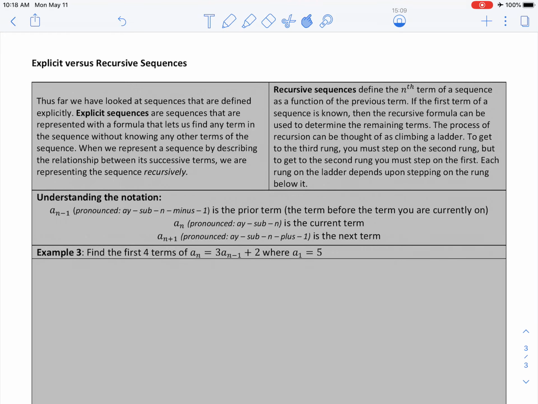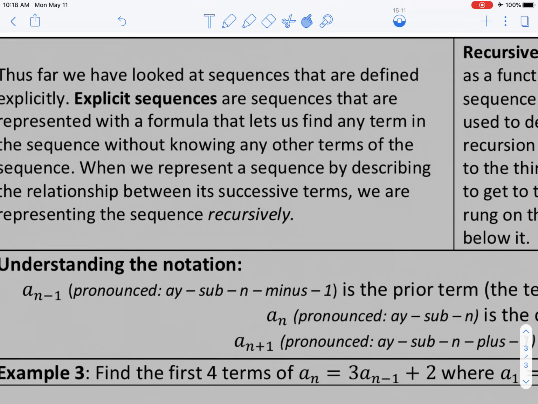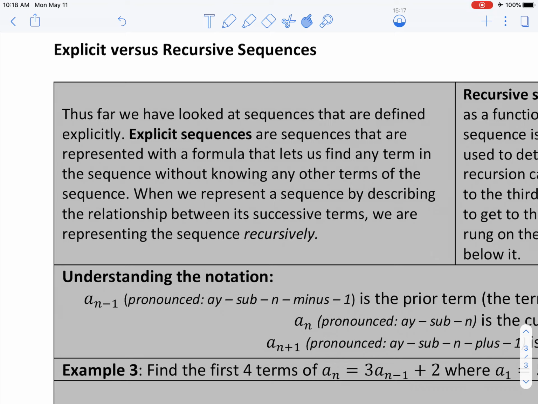So in this section of the notes, we're going to unpack two different ways to describe sequences. We have the ability to write sequences as an explicit equation or a recursive equation. In the previous work in practices 5 through 11, you were looking at explicit definitions of sequences, or equations that represented sequences in an explicit way.